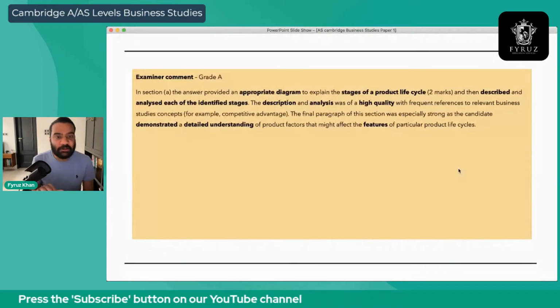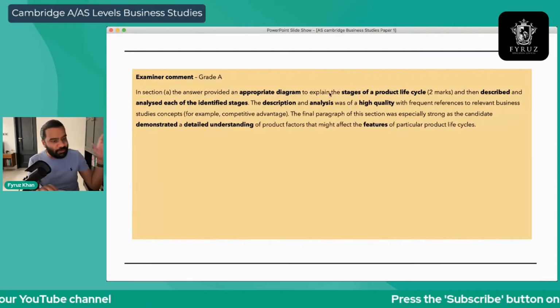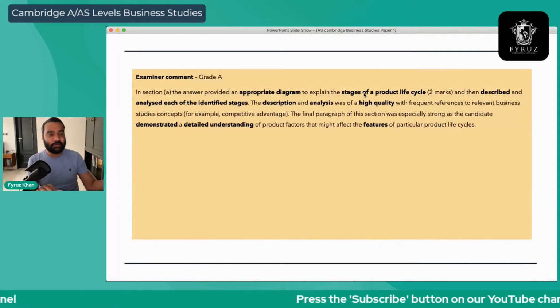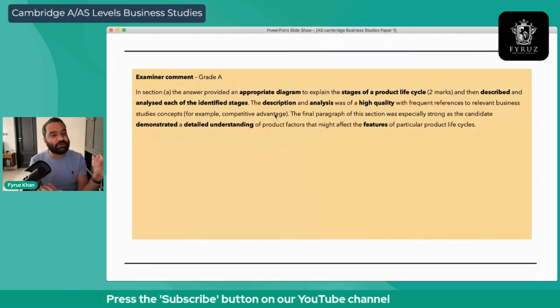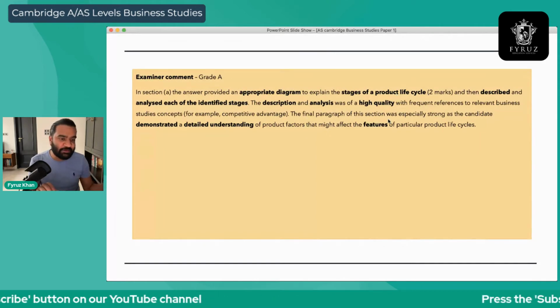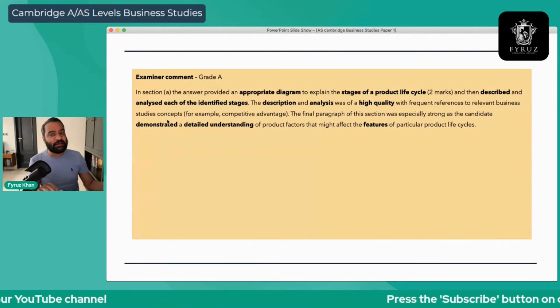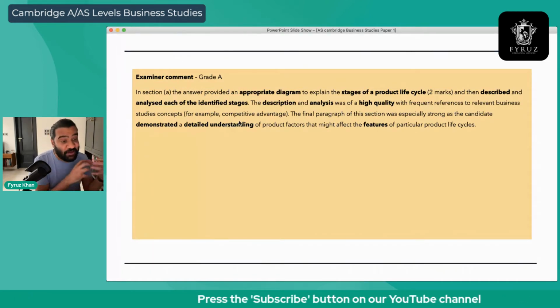examiner's comment in section A, this person had an appropriate diagram with all the stages of product life cycle. Each of them were analyzed, identified. The description and analysis were of high quality. The features were there. A good demonstration were there, with detailed understanding. And they had a very good evaluation.